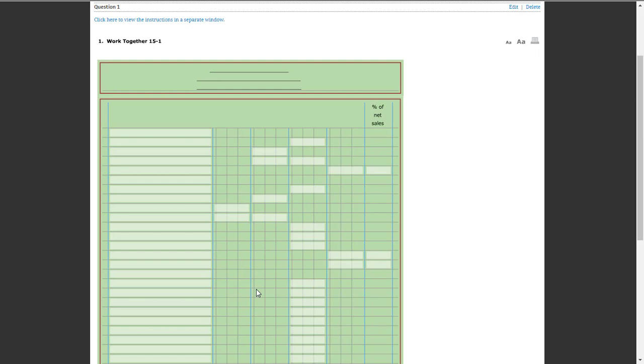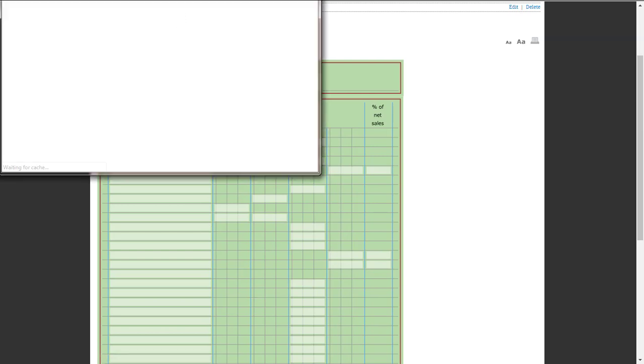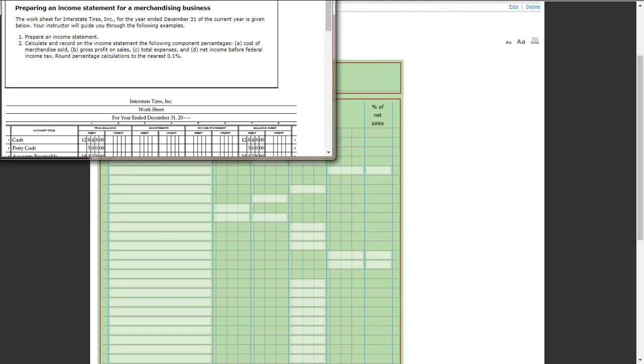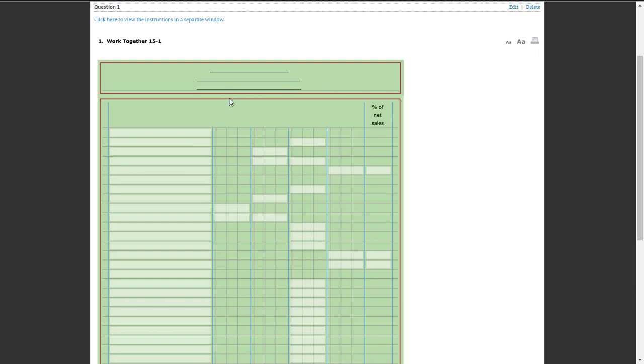So, we are going to get all of our numbers to prepare our income statement from our worksheet. And our worksheet is going to be given to us in the directions. Okay? So I'm going to go ahead and open up that. We're going to go through and prepare an income statement for Interstate Tires.